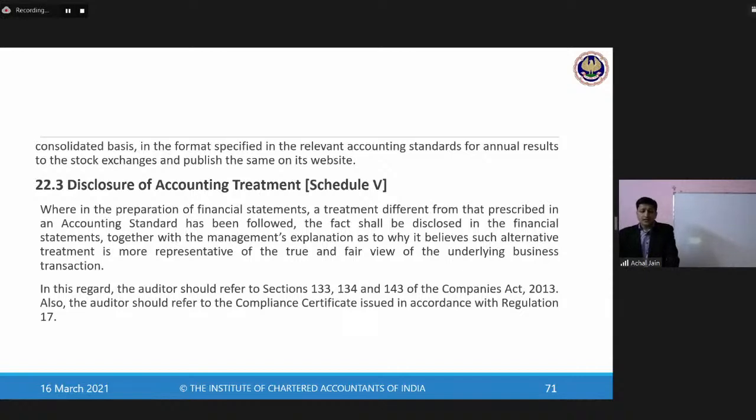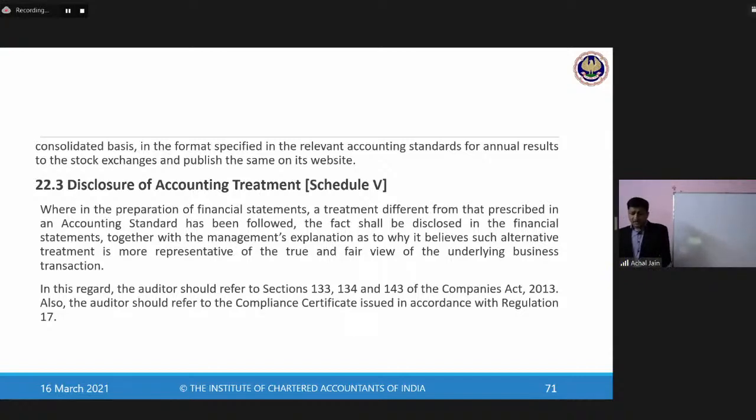In this regard, the auditor may refer to the relevant sections of the Companies Act which require that the financial statements or the financial results should be in line with accounting standards, which is about sections 133, 134, 143. And herein, the auditor should also refer to the compliance certificate. You remember the compliance certificate we discussed, wherein the CEO, CFO, etc. are required to take the responsibility in respect of the financial reporting.